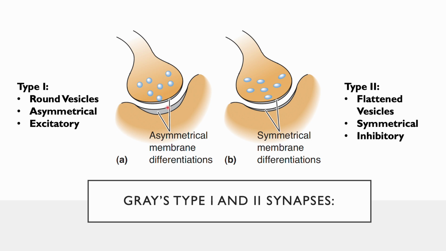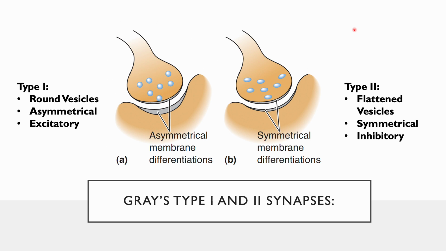A great example here is if the neurotransmitter glutamate was being dumped out into the synaptic cleft, it could generate excitation in the postsynaptic cell. So glutamate could potentially be carried in these round vesicles.